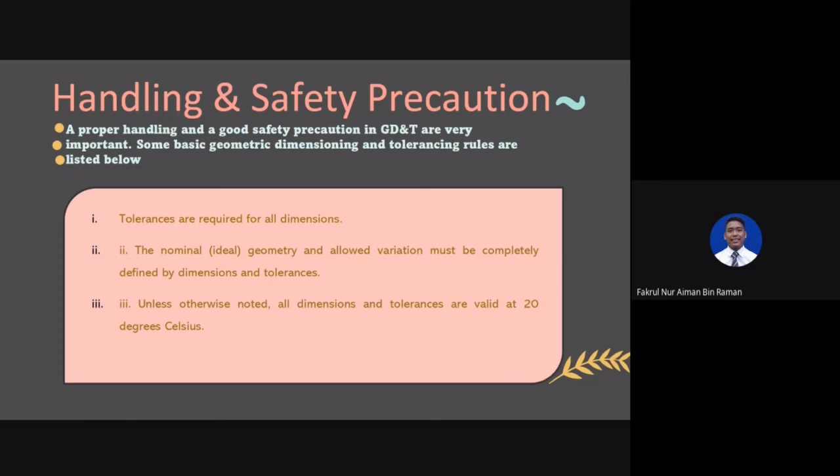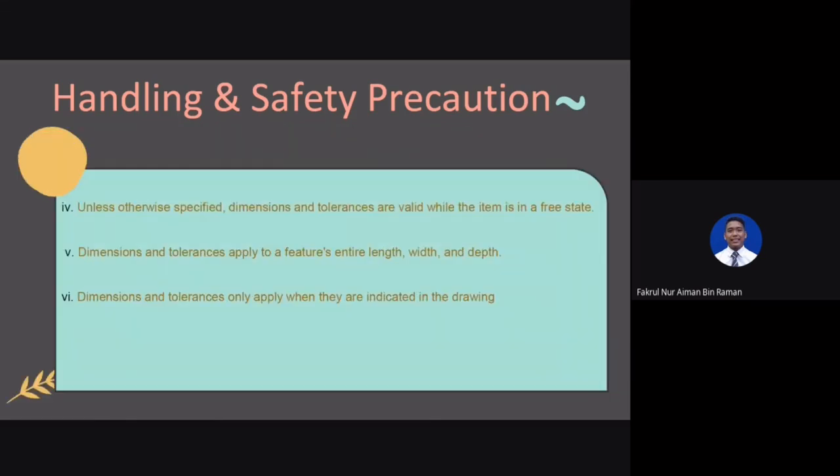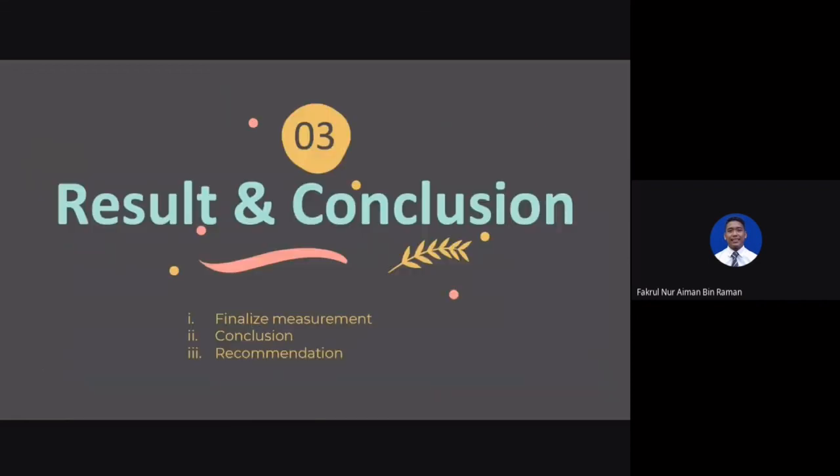Next, we need to know that dimensions and tolerances are valid while the item is in a free state. The fifth one is dimensions and tolerances can be applied to a feature's entire length, width, and depth. And the last one is dimensions and tolerances can only be applied when they are indicated in the drawing. So that's all from me. I will continue the presentation with the other presenter.